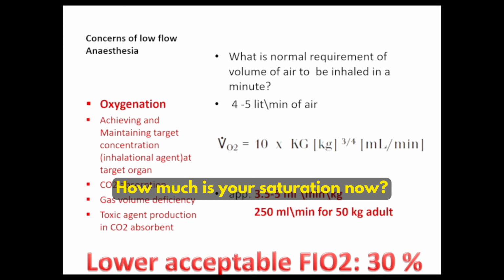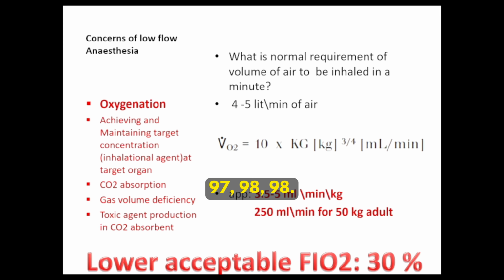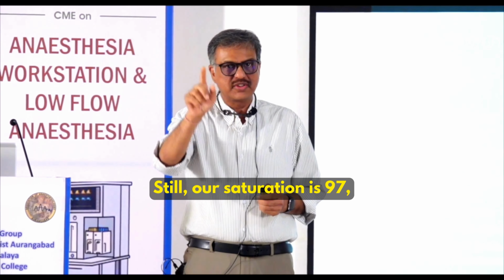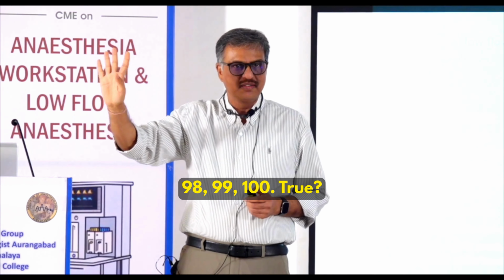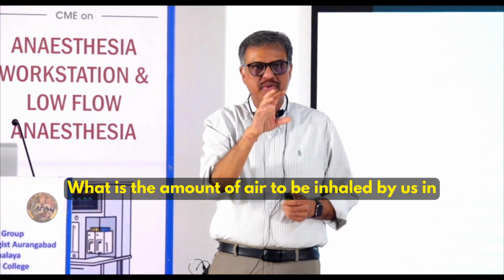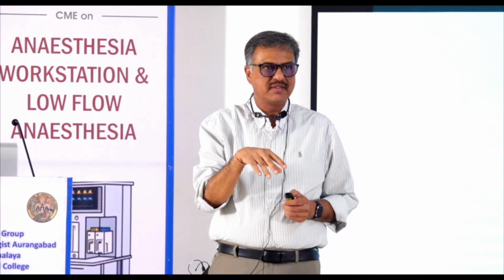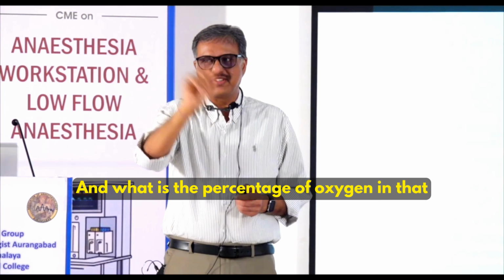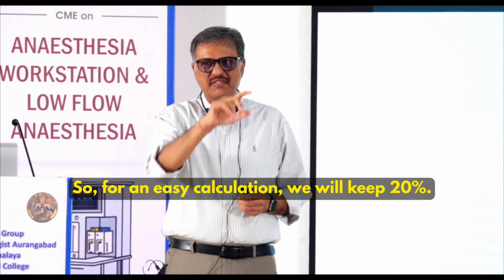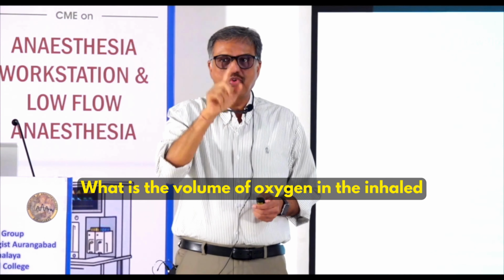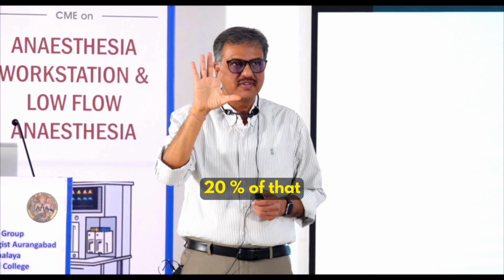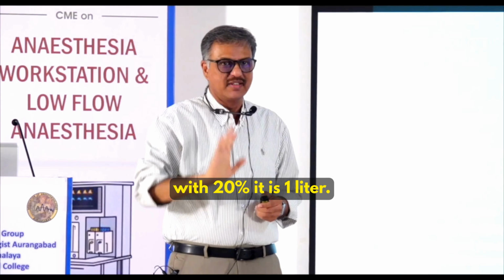What is your saturation right now? 97, 98. Is anyone below 90? No one. So we are all inhaling air, and still our saturation is 97, 98, 99, 100. True? What is the amount of air to be inhaled by us in a minute? Minute ventilation. And what is the percentage of oxygen in that air? For easy calculation, we'll keep 20%. What is the volume of oxygen in the inhaled air? 20% of that, that is, with 20, 1 liter.